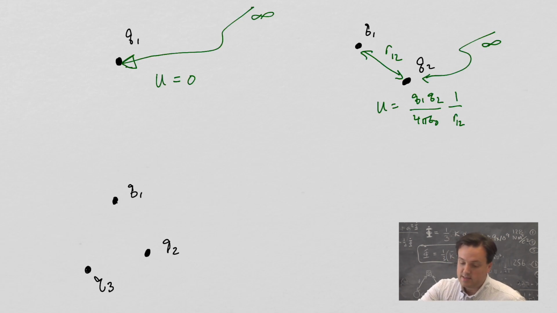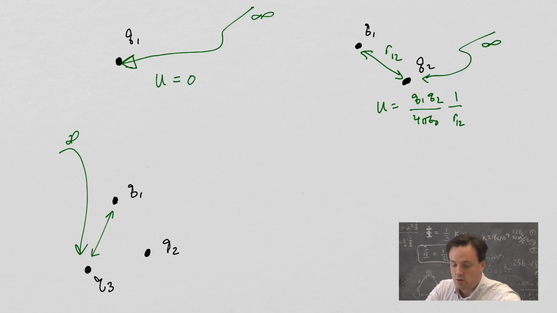Well, if I keep going with this and I try to bring in charge Q3 from infinity, now Q3 has to deal with overcoming two different electric forces, right? There are two forces doing work on Q3, and so the final potential energy for Q3 depends on Q1 and Q2, which is going to depend on how far away is R3 from Q1, and how far away is R3 from Q2.